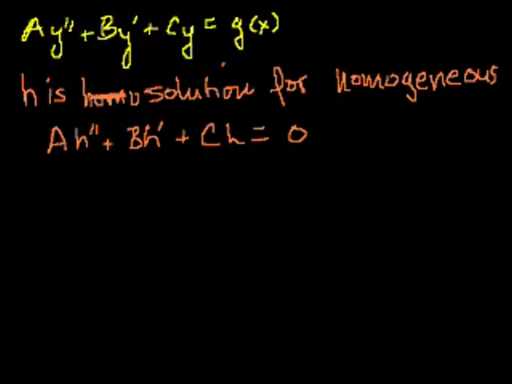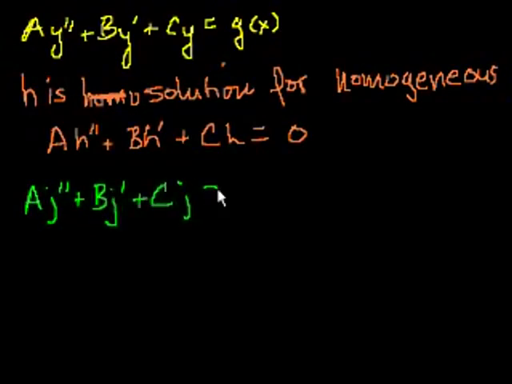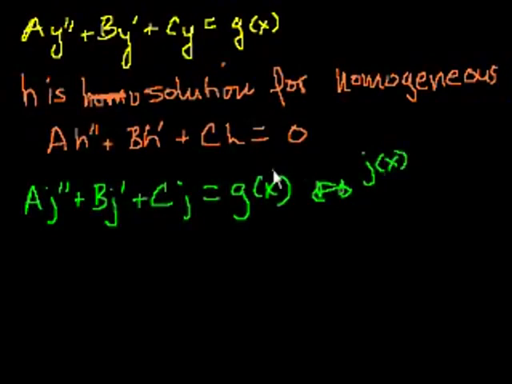Fair enough. Now let's say that I were to say that g is a solution. Well, no, I already used g up here. Let's say j. Let's say j is a particular solution to this differential equation. So what does that mean? That means that a times j prime prime plus b times j prime plus c times j is equal to g of x. So we're just defining j of x to be a particular solution.